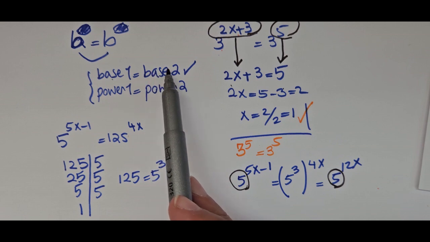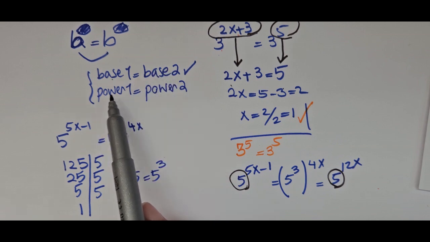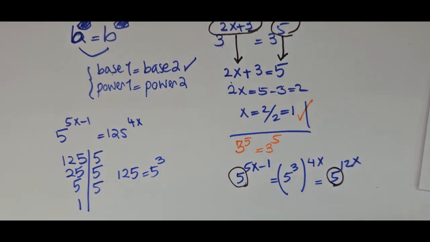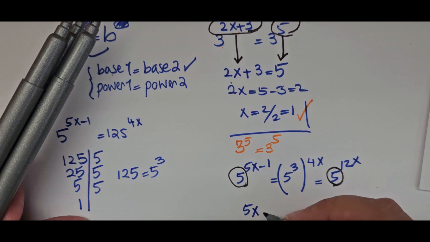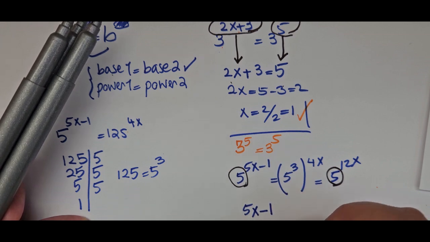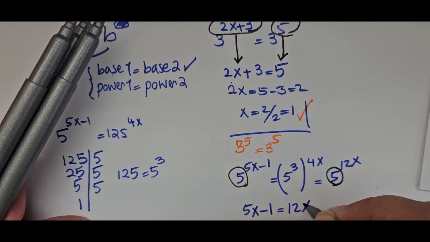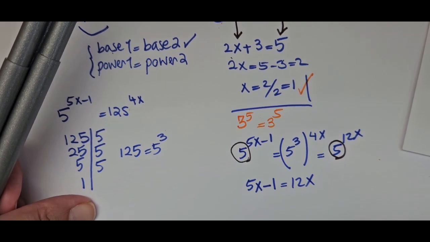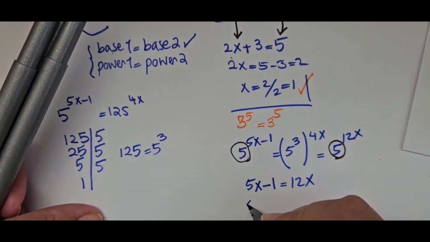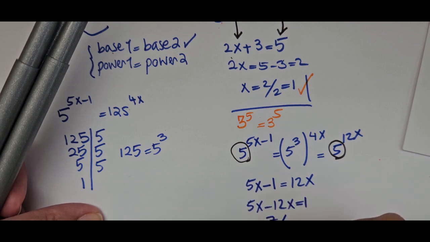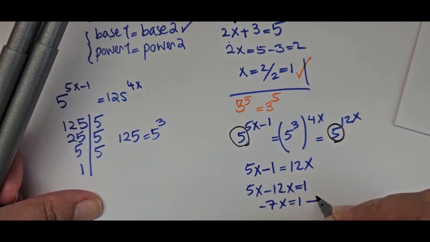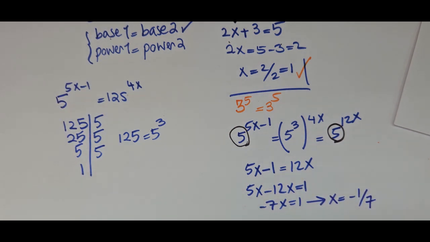Base 1 is equal to base 2. Now you have to make sure power 1 is equal to power 2, or exponent 1 is equal to exponent 2. That's the next step. So I will write it down. 5x minus 1 must be equal to 12x. This is a simple linear equation, right? So it will turn into 5x minus 12x equals 1, negative 7x is equal to 1. And from here, your x would be negative 1 over 7.